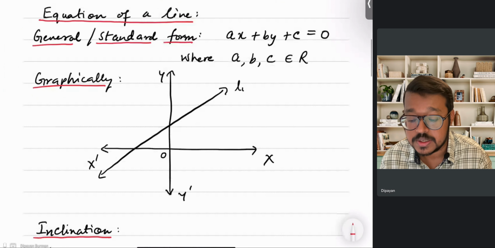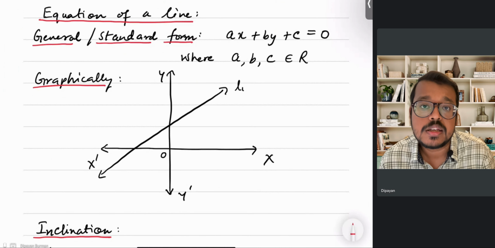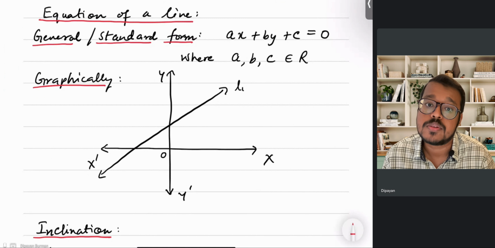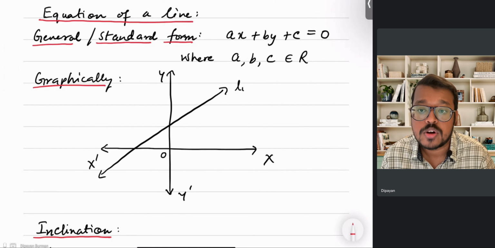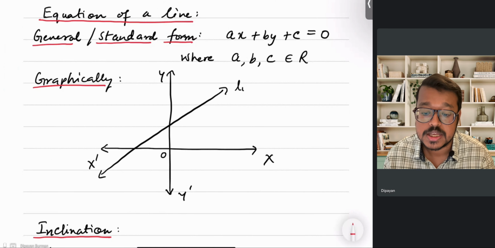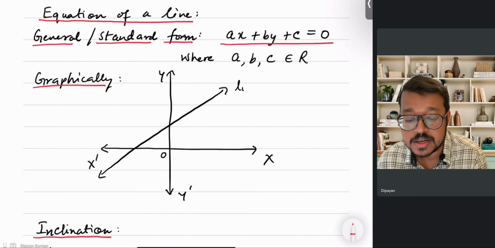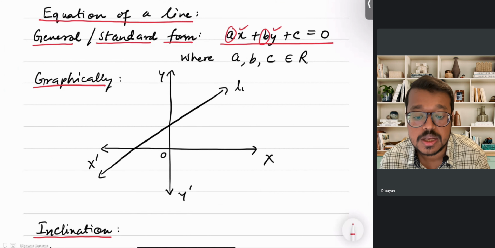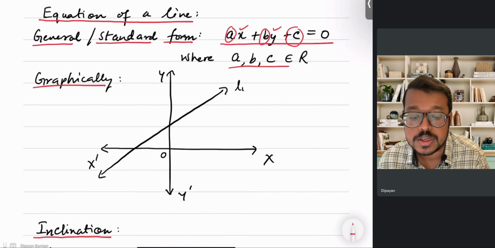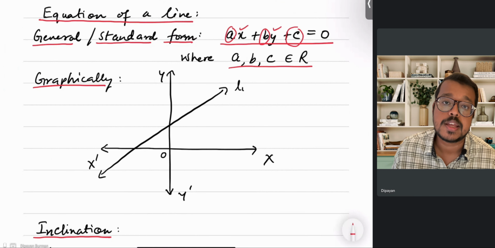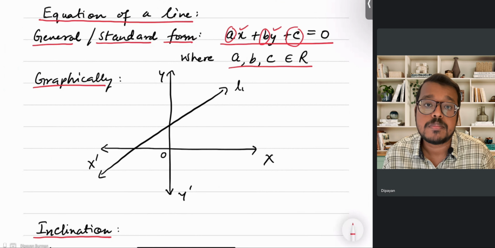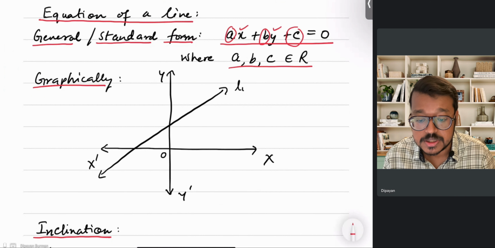Now going to the equation of a line. Here we are looking at a linear equation in two variables x and y. The general or standard form of a linear equation in two variables is ax plus by equals c, or ax plus by plus c equals 0. My variables are x and y, and the coefficients of x and y are some real numbers a and b, and we also have a constant c. So a, b, c belong to real numbers. It can be positive, negative, rational, irrational, or even sometimes 0.